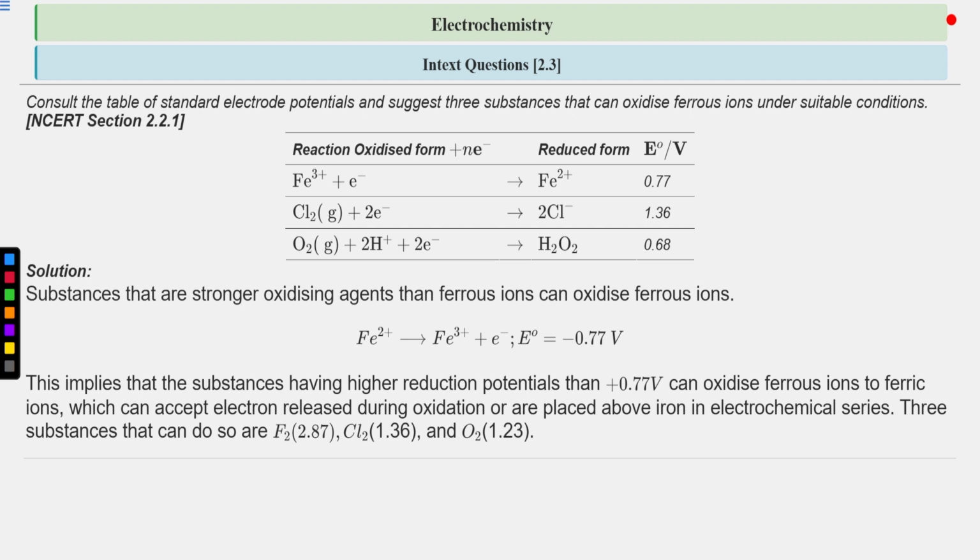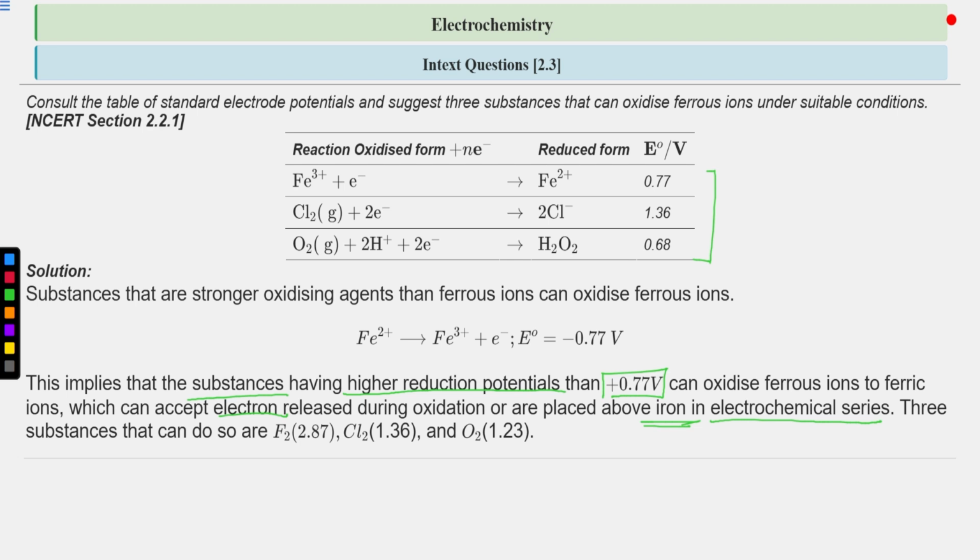This implies that a substance having a higher reduction potential than positive 0.77 volt can oxidize the ferrous ions to ferric ions, because it can accept the electron released during the oxidation, or is placed above the iron in the electrochemical series. So the elements or ions having an E naught value greater than 0.77 volt, which is for this ferrous ion, can oxidize the ferrous ion to ferric ion. You can determine those by looking at this table and also by looking in the electrochemical series. Whichever of these ions are placed above the iron in the electrochemical series, that will be our answer.